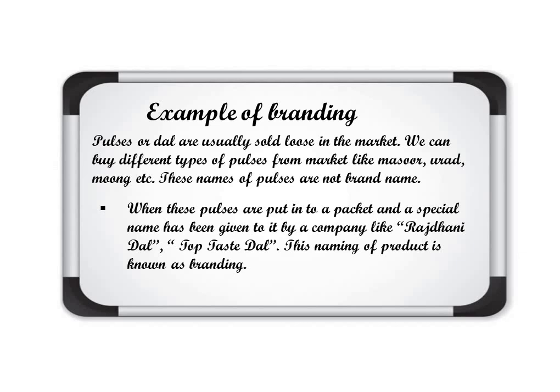So here is the example of branding, how the branding is done, and how it is different from the particular thing. Clear? Here we have taken the example of pulses only. We can take any other example also. So in this example we have seen that when a thing is put into a packet and a special name is given to it by a company, this naming of the product is known as branding. Clear? I think after this example it is clear to you what branding is.